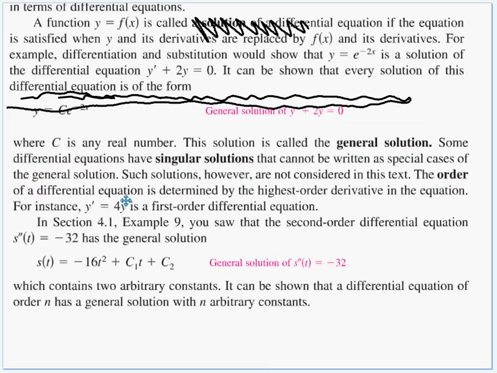The order of a differential equation is determined by the highest order derivative in that equation. For instance, y prime equals 4y. That's a first order differential equation because it's the first derivative of y.